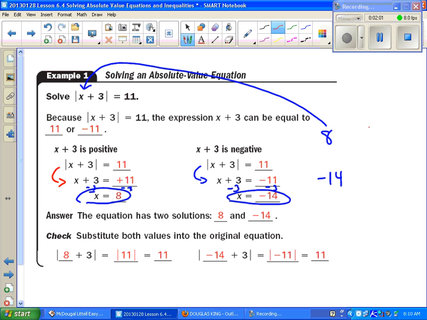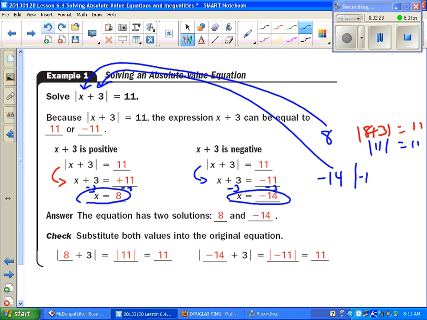Like this one right here says the absolute value of 8 plus 3 equals 11. When you plug it in, and you do the absolute value of 8 plus 3, you get the absolute value of 11. That does, in fact, equal 11. So that's a true statement. And we plug in the same thing. We'll plug in negative 14 in its place. It's the absolute value of negative 14 plus 3 equals 11. Absolute value of negative 14 plus 3 is going to be negative 11, and the absolute value gives 11. And that one's a true statement also. So both of them are true statements.